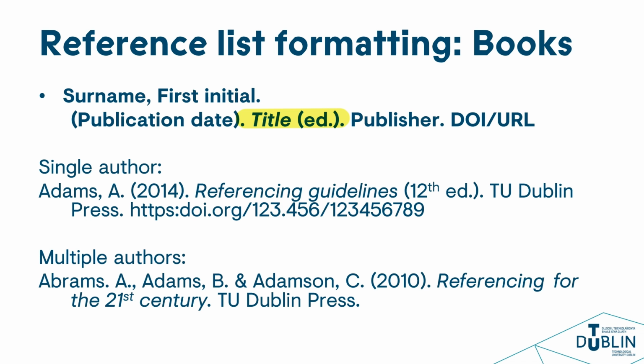You can see here we have abbreviated edition to ed. with a period. That's how you should write it as well. And then a full stop, the name of the publisher, and then a full stop. Ebooks follow the same format as print books. The digital object identifier, otherwise known as DOI, must be included if available.